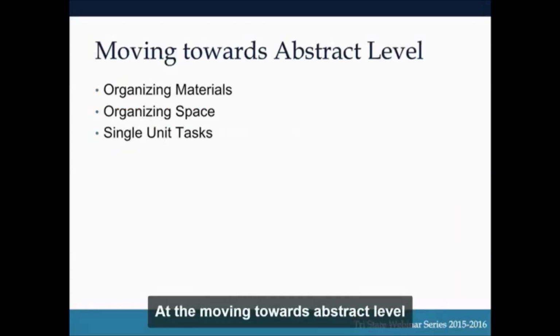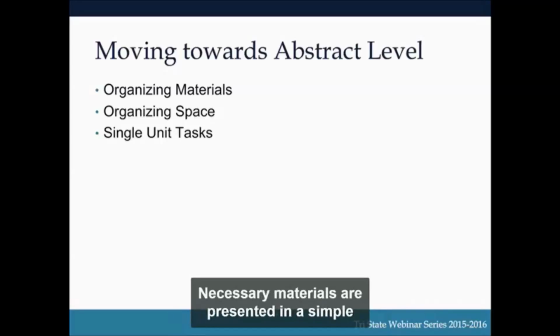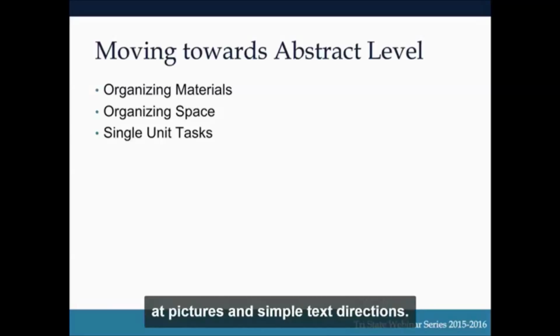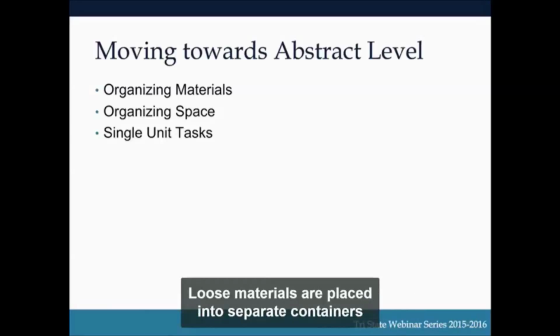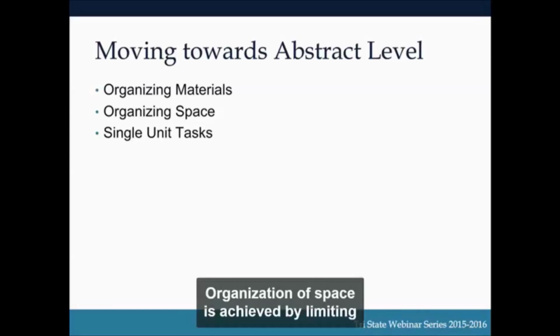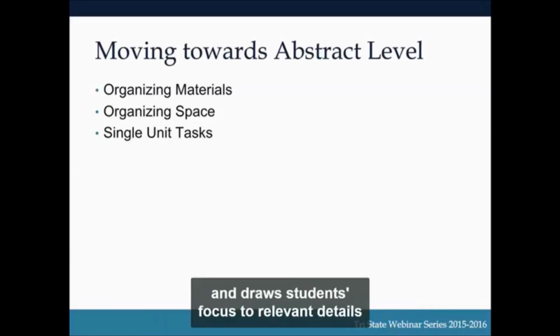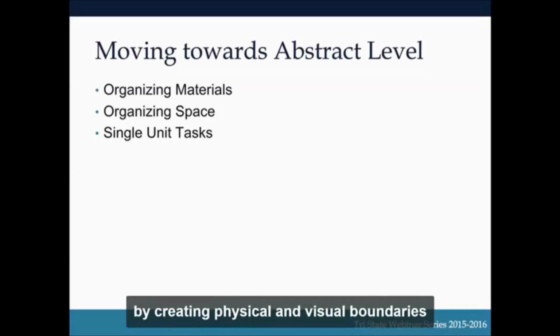At the moving towards abstract level, pictures and text descriptions define the task. Necessary materials are presented in a simple, organized manner. The individual sees what to do simply by looking at pictures and simple text directions. Loose materials are placed into separate containers to help reduce distractions. Organization of space is achieved by limiting the space to help reduce stimulation and draw students' focus to relevant details by creating physical and visual boundaries that limit the size of the work area.